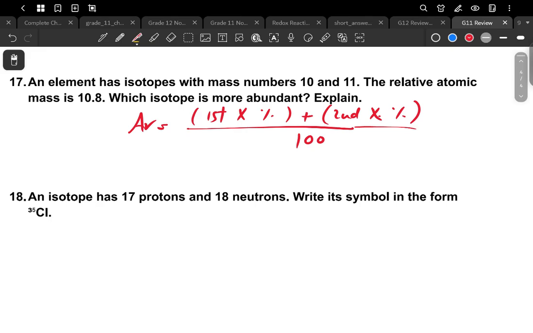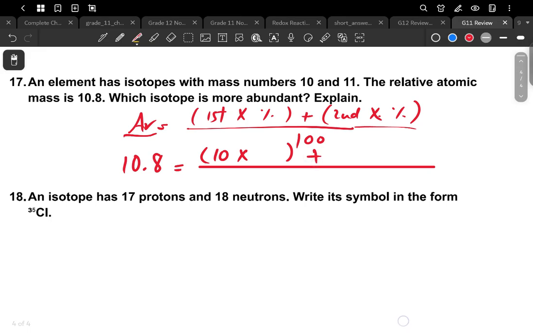How can we do this? The Ar is given, it's 10.8, equals, okay? The first isotope, the mass number is 10 and it is multiplied by a percentage. Let's leave this to the end, I will explain. The second is 11 and it is multiplied by another percentage.